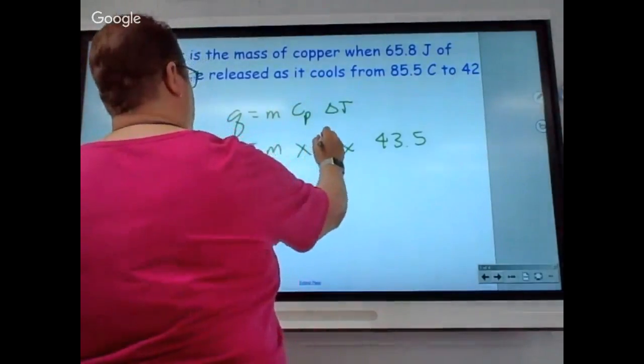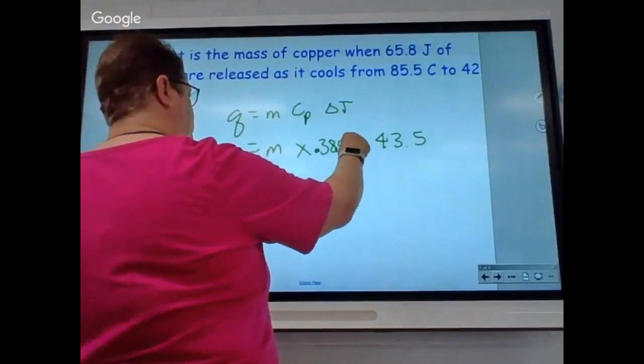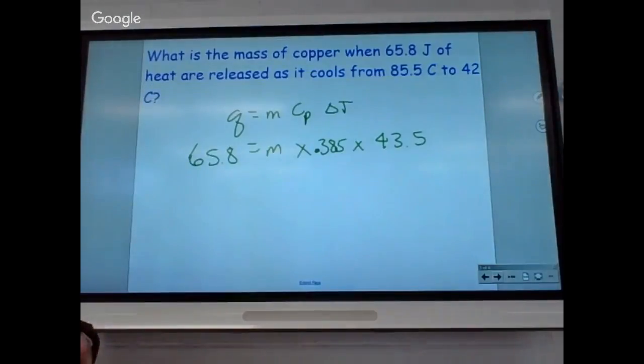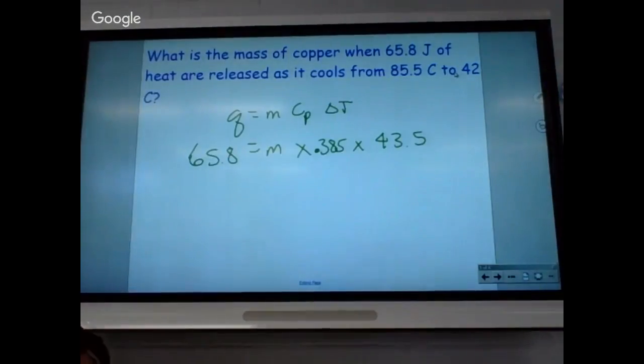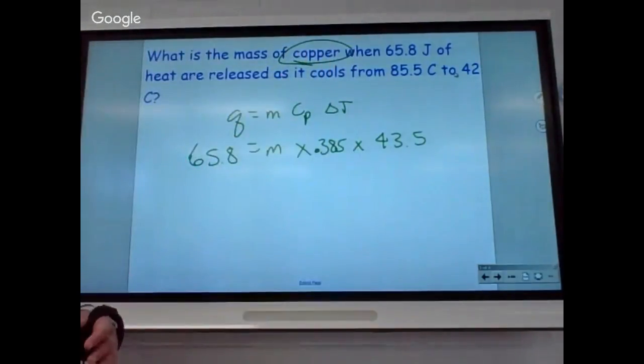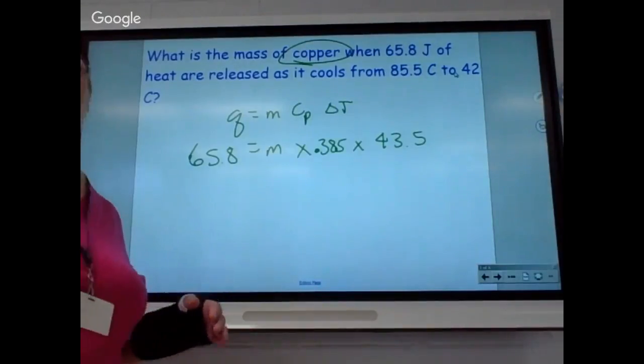0.385. Everybody agree with what they have? Let me move that. Everybody agree with their placement? Okay. Because the question says copper right here. So you'd have to look up the specific heat of copper. So will we like 99% of the time be given that number?